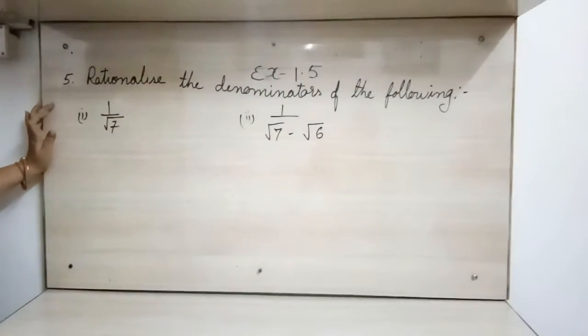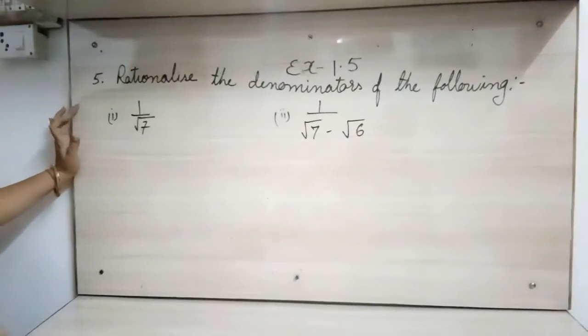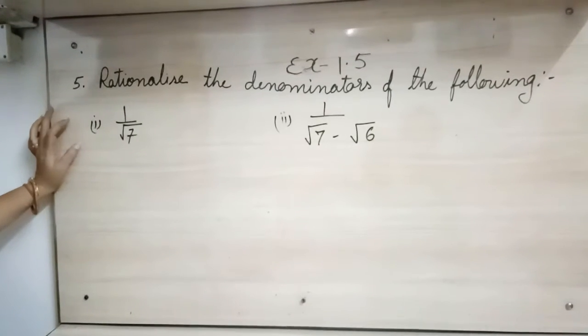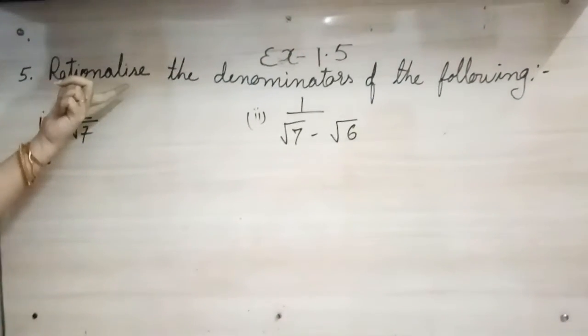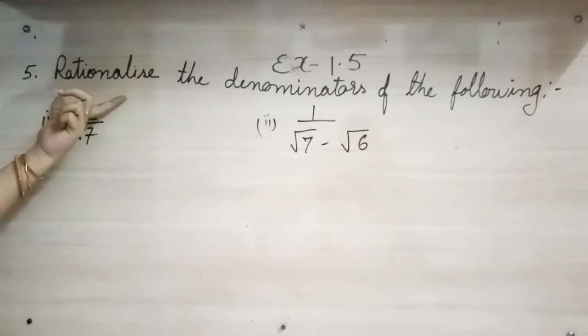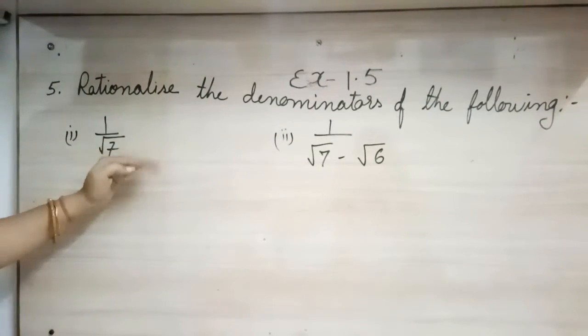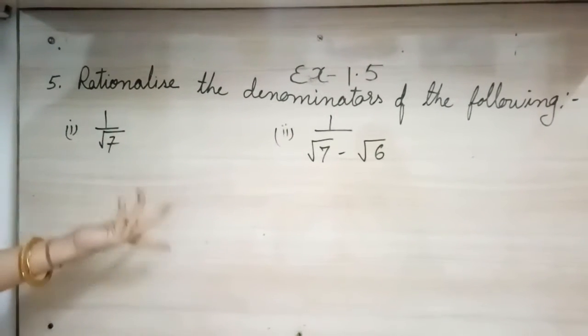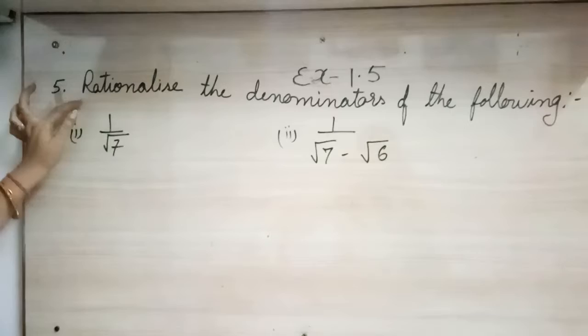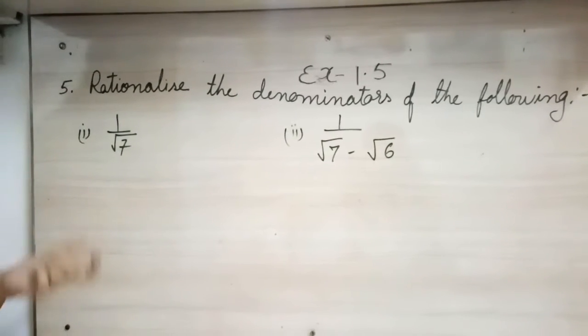Okay students, now in question number 5 they are telling us to rationalize the denominators of the following. What does rationalization mean? Rationalization means multiplying some quantity in numerator and denominator. But which quantity? Then the question arises. So that number we always get from the denominator.